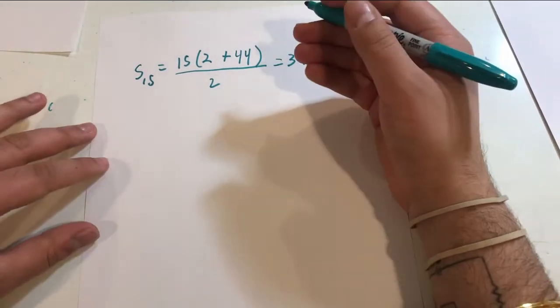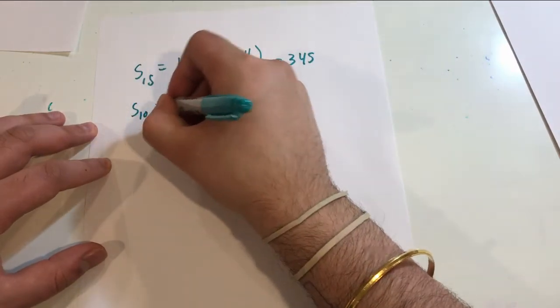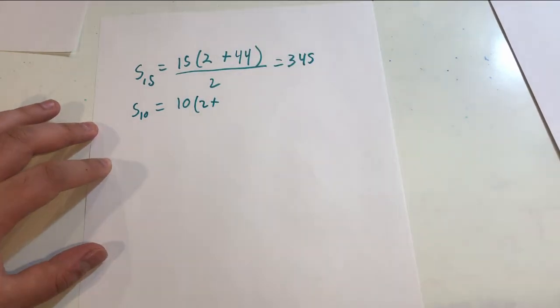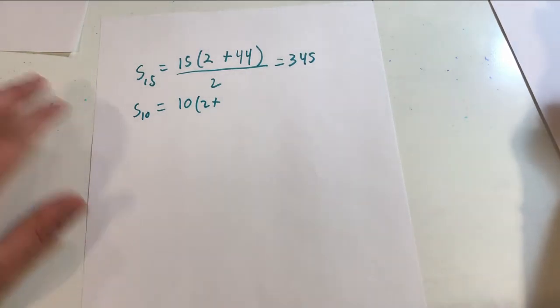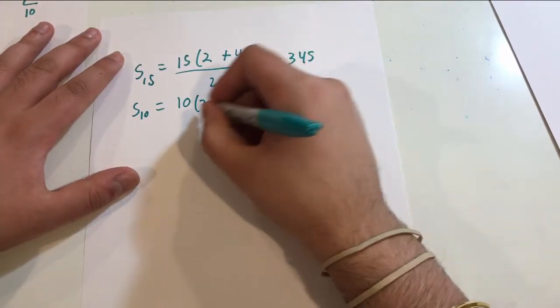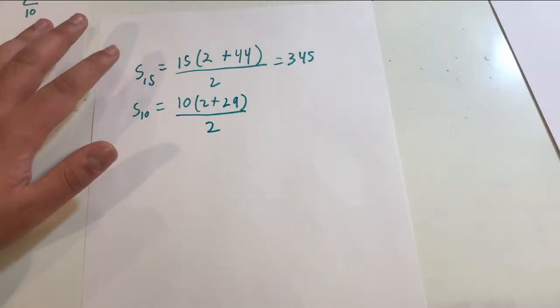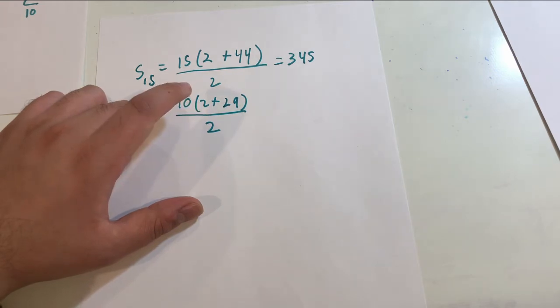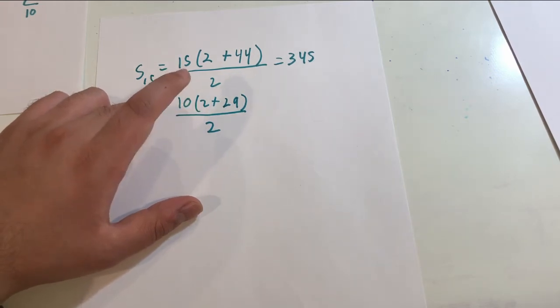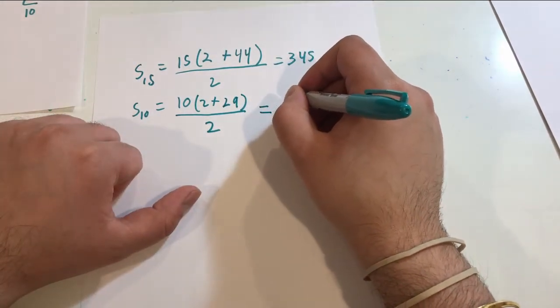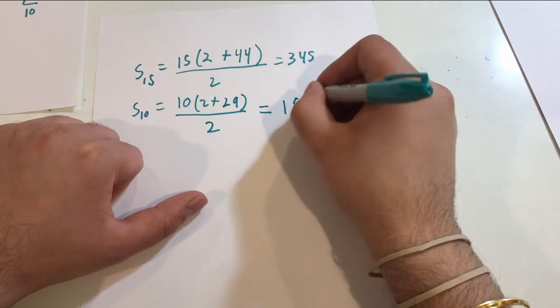Now let's get the sum of the first 10 terms. Similar stuff. 10 times 2 plus, what is the 10th term? 3 times 10 is 30, minus 1, right? I'm just using this, is 29. And that's all over 2. Okay, so 29 plus 2 is 31, times 10 is 310, divided by 2 is 155. So the sum of the first 10 terms is 155.